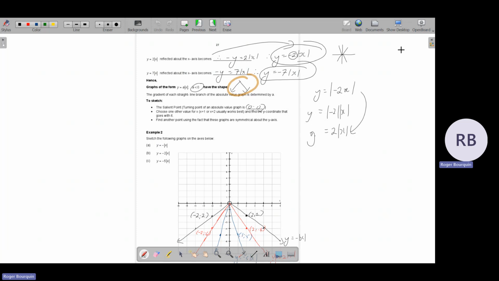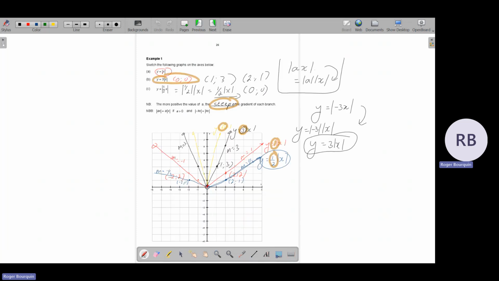So a reminder, if you have graphs of the form a times the absolute value of x, they will all have that shape and they'll go through the origin. As the number increases, the gradient increases, they get steeper. That was a half, that was 1 root x, that was 3 root x, that was 6 root x. So the gradient of each branch gets steeper.